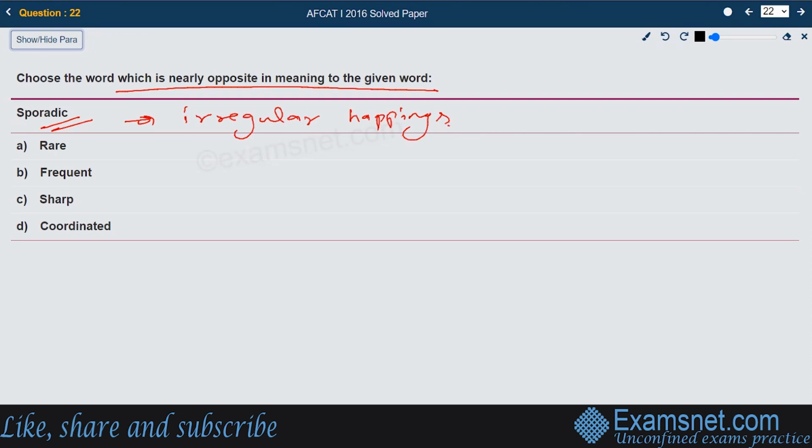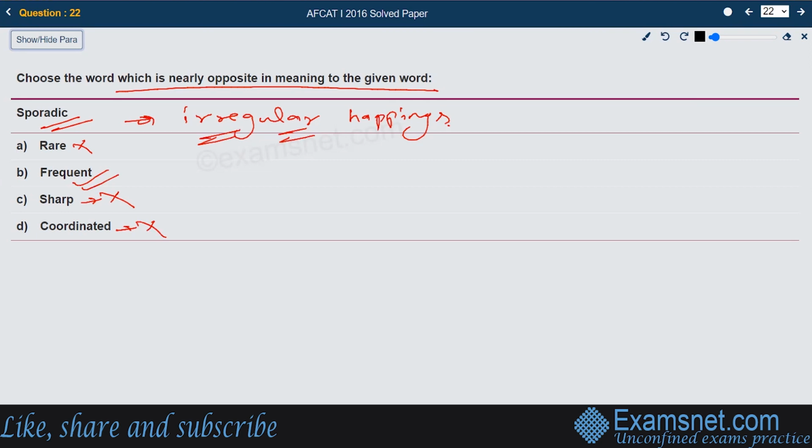One option is rare, and rare is almost similar to that, so it cannot be the answer. Then there is the word frequent, then sharp, which has no connection. Then coordinated, but there is no coordination because that is irregular. So the right answer is B, frequent. That is the opposite. Frequent means something that keeps on happening.